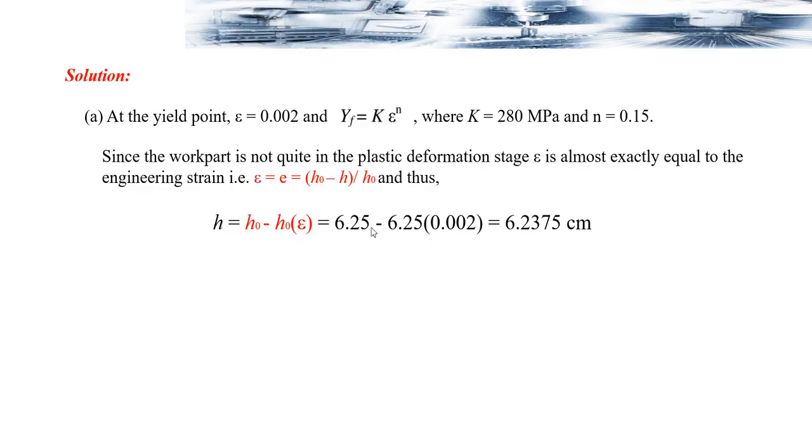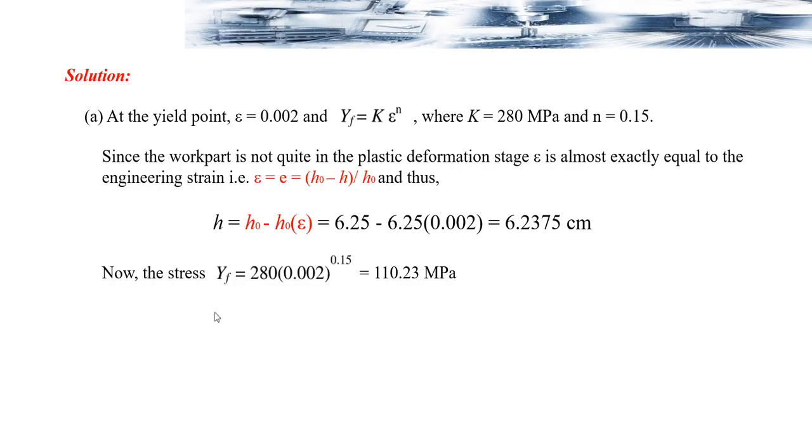So just rearrange the equation, and we can find that the new height now is going to be equal to 62.375 millimeters. Now we calculate the stress by using the equation that the Yf is equal to K multiplied by the strain to the power 0.15. This will give me a value equal to 110 megapascal. That will be the value for the flow stress required to do the compression at the initial stage.